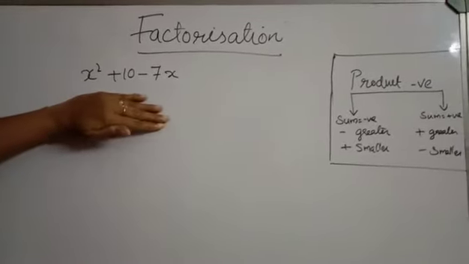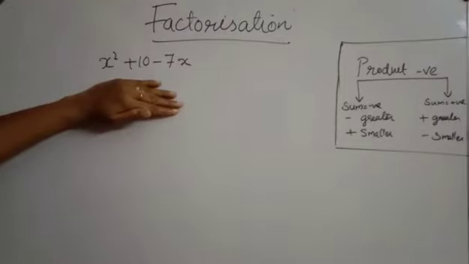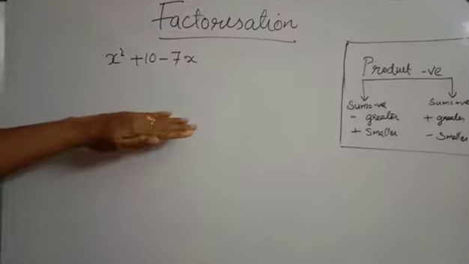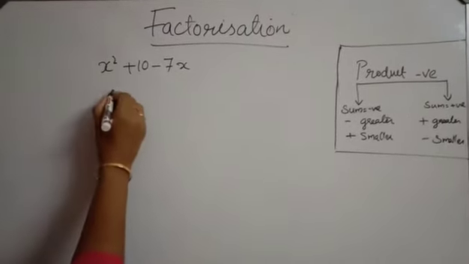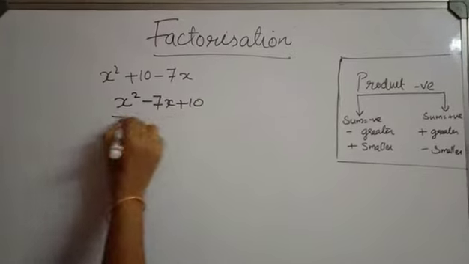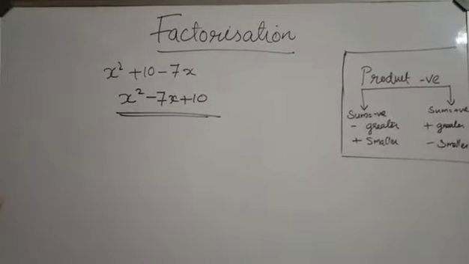Consider this question: x square plus 10 minus 7x. This question is not in the standard form. So first we have to bring it into the standard form. How can we write it? That will be x square minus 7x plus 10. I have told you, the decreasing order of the powers.